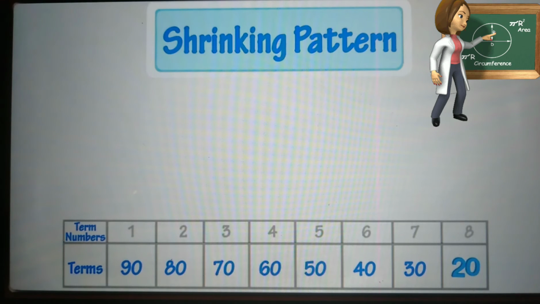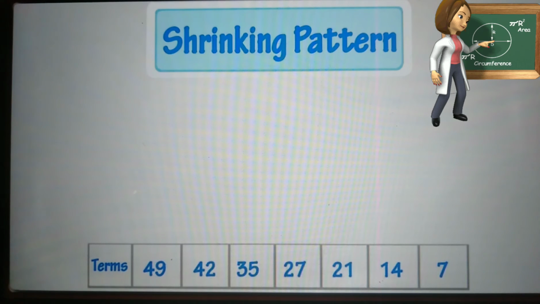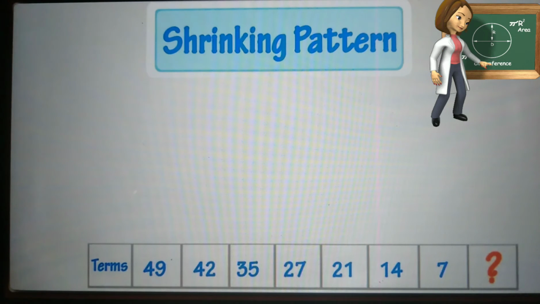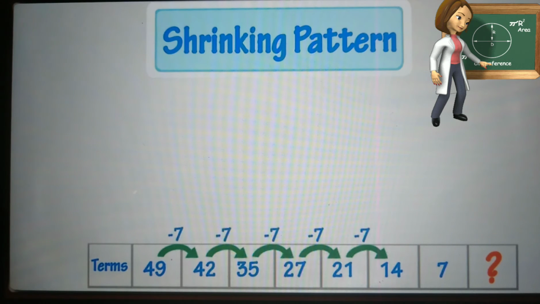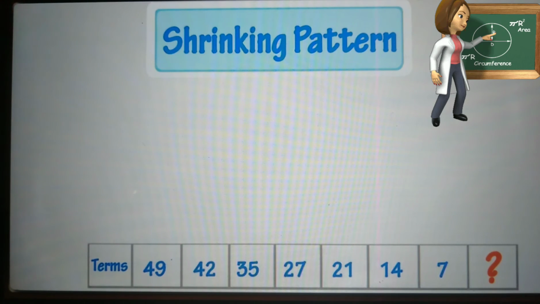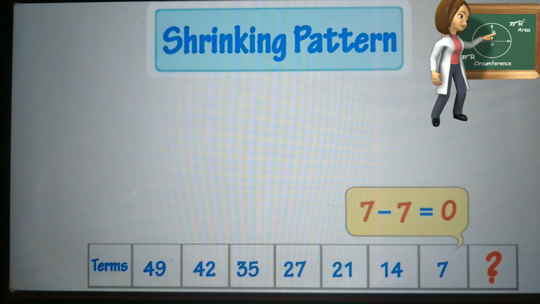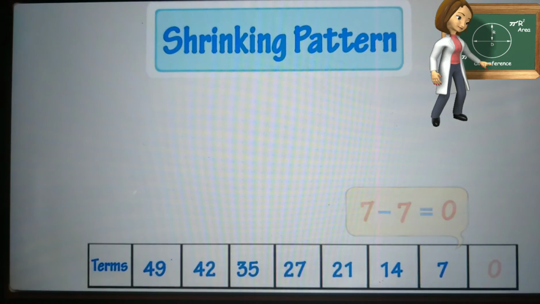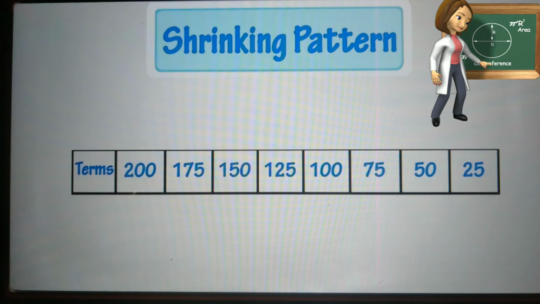Let's have a look at more shrinking patterns. Here we have a shrinking pattern. Here, what should be the next term? See here, we are subtracting 7 with every successive term. So the next term would be 7 minus 7, that is, the next term would be 0. Here we have another shrinking pattern. Each term decreases with the growing term number. So these are shrinking patterns.